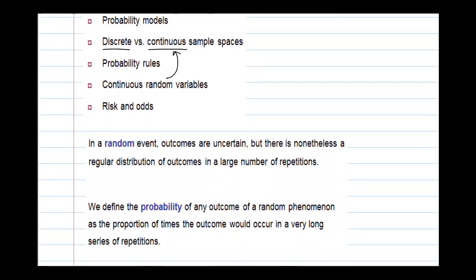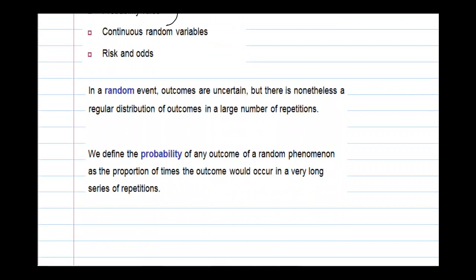So to get started, let's go ahead and define a random event. When we define a random event, basically we're saying there's outcomes that we don't know about. We don't know what's going to happen next time you flip a coin. So an example of a random event would be flipping a coin, and of course, rolling a die. Driving your car to work: will you be in an accident or not? Taking an airplane flight: will it be on time or will it be delayed? Those are all random events.